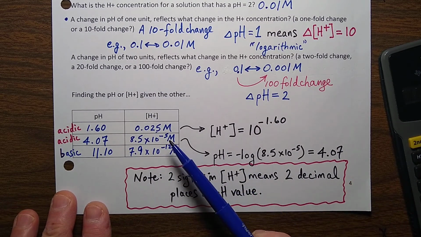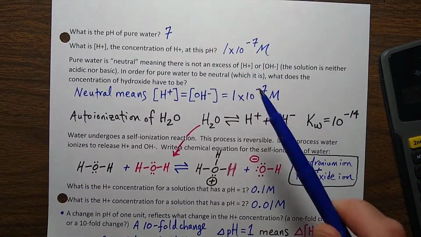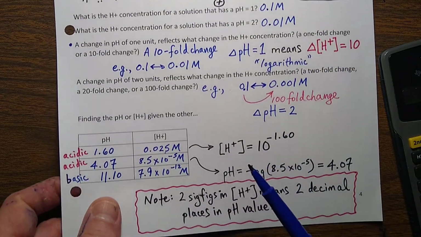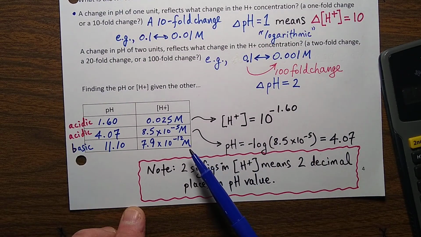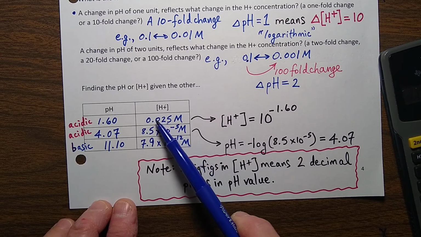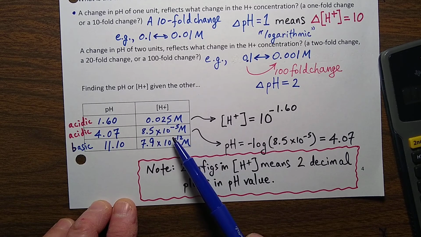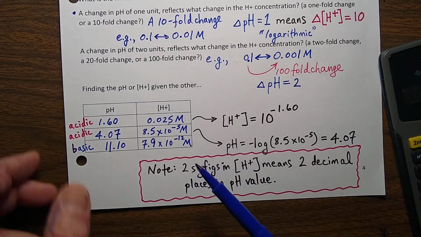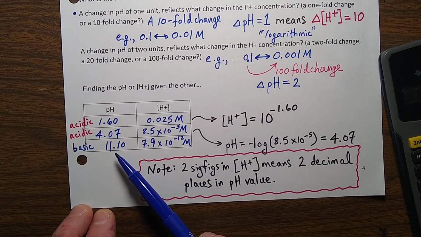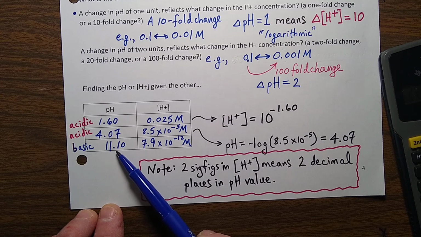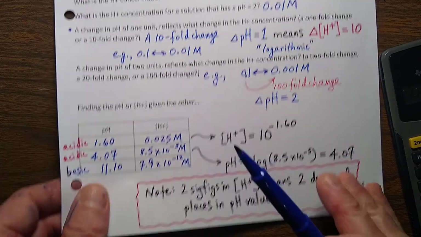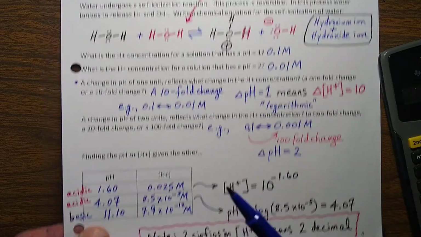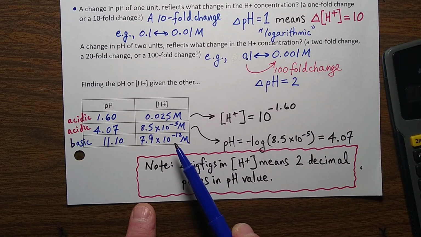So it might take you a little bit to figure out. We're talking about very small numbers here. So if you prefer writing it out in decimal form with all the zeros, that's fine. But these numbers, this 0.025 and 8.5 to the negative 5th, are actually larger than this number. This pH of 11.10 is basic. That means the concentration of protons is going to be less than that number, and then you see it truly is. It's much smaller. It's 7.9 times 10 to the negative 12th power.